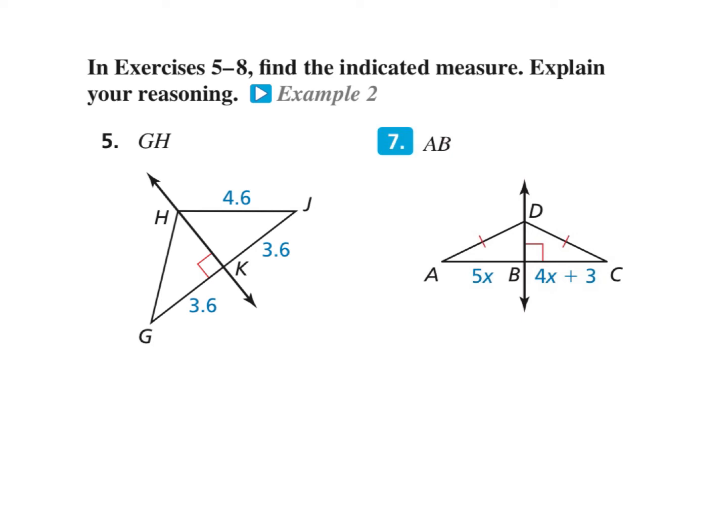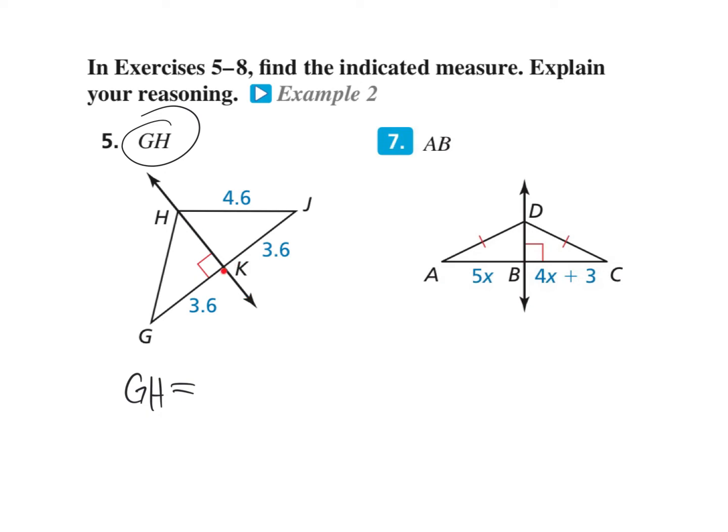Find the indicated measure, explain your reasoning. Okay, so now we're going to find the measurement. All right, so what are we trying to find here? We're trying to find GH. Notice there's no segment bar above it, so that means we're finding a value. It's an equal, not a congruence thing. So GH is right here.